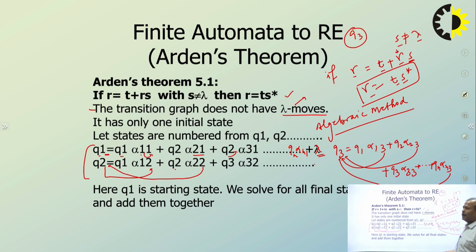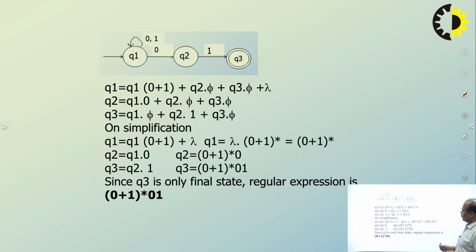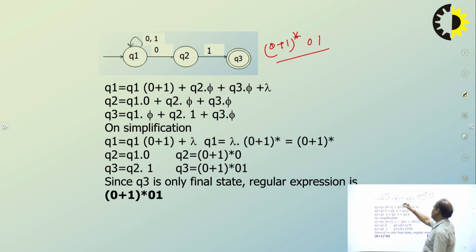If you have q1 and q2 as two final states, you are going to solve for q1 and q2. So let's understand this method. You see here, we already know its answer. If you just understand its answer, this is (0+1)*01. So we know that its regular expression is (0+1)*01. So how do we write it?